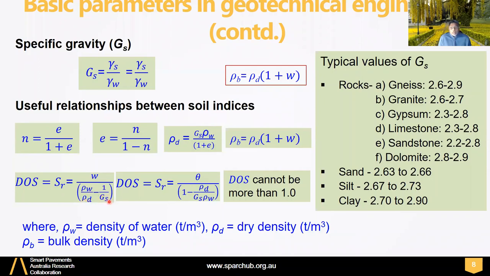So specific gravity, if it's not available, you can assume a typical value. Degree of saturation should come out less than one. It cannot be more than one. Therefore, if you end up with a value more than one, maybe your assumption for the specific gravity may not be correct. So you can take it back and adjust it until you get one when you know the soil is saturated.